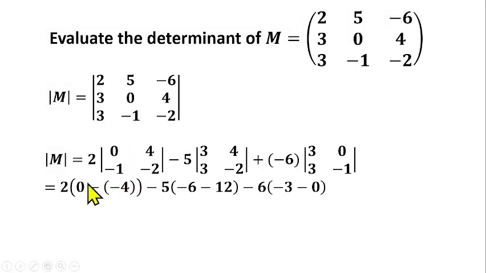0 times minus 2 will give us 0. Then minus 4 times minus 1 will give us minus 4. You still remember how to find the determinant of a 2 by 2 matrix. So you have 0 times minus 2 gives us 0. Then minus 4 times minus 1 gives us minus 4. Then minus 5 into 3 times minus 2 gives us minus 6. Minus 4 times 3 gives us 12. Then plus times minus gives us a minus 6 here. Open bracket, 3 times minus 1 will give us minus 3. Minus 0 times 3 gives us 0.